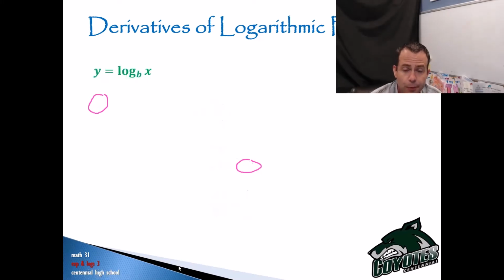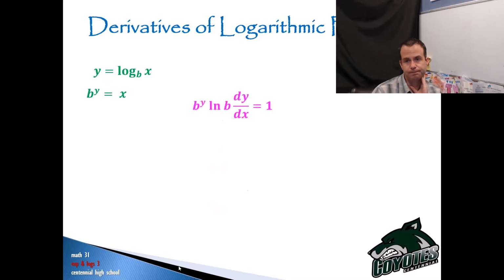The second one, and we're going to do a very similar thing, is we want to look at y equals log base b of x. So let's convert that to exponential form. That'll be b to the y equals x. And then I'm going to go ahead and take the derivative of that. The derivative of b to the y would be b to the y times ln of b times the derivative of y. And then the derivative of x is 1.